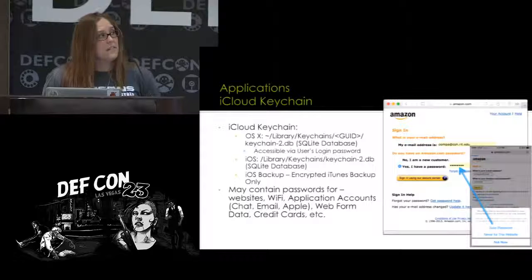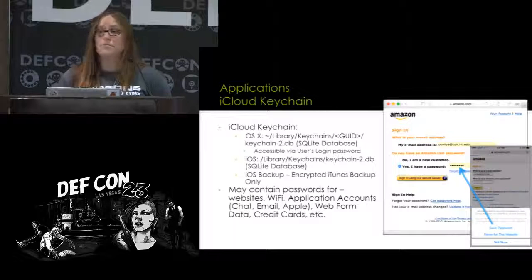And last but not least, iCloud Keychain. iCloud Keychain can be extremely useful. People do not like typing in passwords on their iOS devices. I can barely type on these things. I have small hands and I don't like doing it. So maybe I want to save all my passwords to Amazon or social media accounts into this database. This keychain2.db is just a SQLite database. You can look in there, you might be able to find some strings of interest.